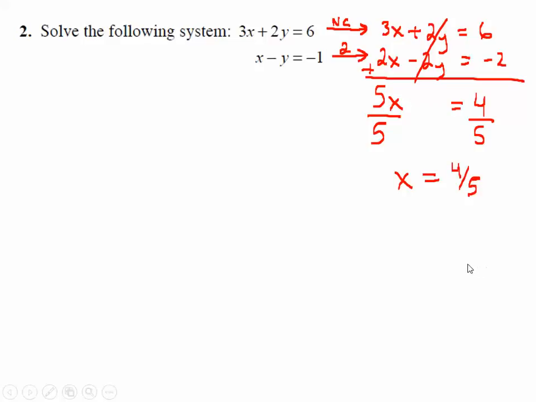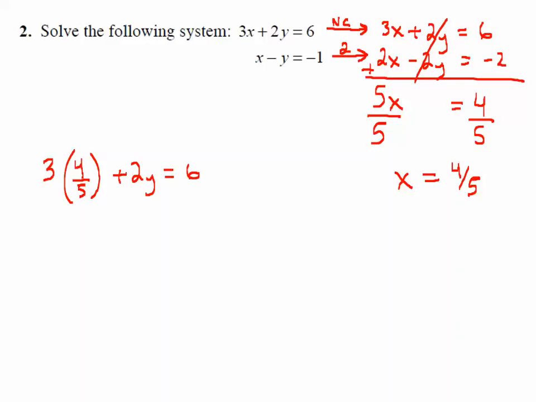Now the plug-in. Okay, so my choice, I probably go into the top because there's no negative signs to deal with. There's no fractions to deal with here. So plug it in. 3 is still there. The x, I know that to be 4/5 now. Plus 2y plus 6, no changes there except for the x being plugged in.